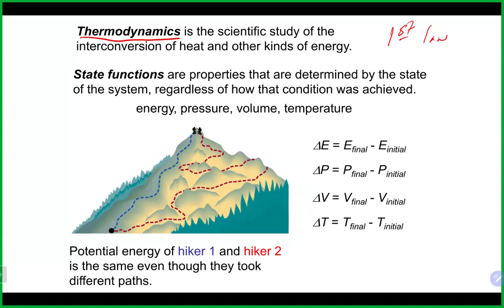For example, if we look at the hikers here on this mountain, the blue hiker took the more direct route up the hill. The red hiker took the more scenic route around the mountain. But in terms of their potential energy at this point, they are the same because they essentially started in the same location and ended in the same location. And that's really all that's important.